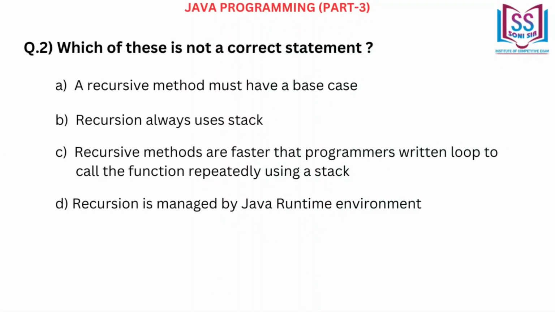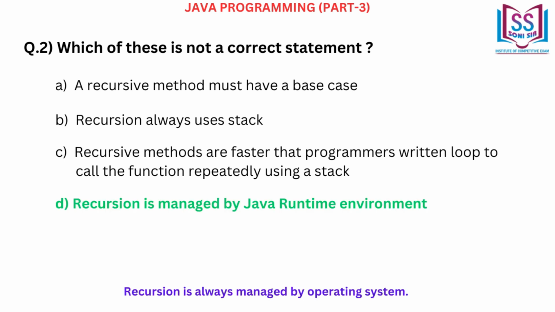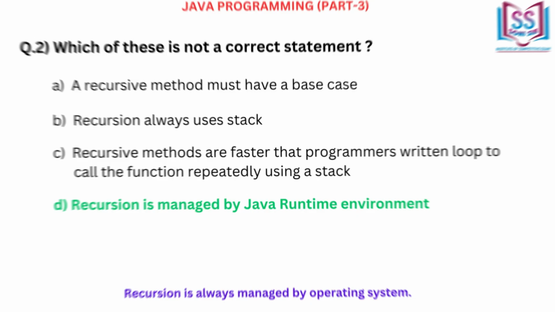Which of these is not a correct statement? A. A recursive method must have a base case. B. Recursion always uses stack. C. Recursive methods are faster than programmers' written loop to call the function repeatedly using a stack. D. Recursion is managed by Java runtime environment. Correct answer D. Recursion is managed by Java runtime environment. Recursion is always managed by operating system.